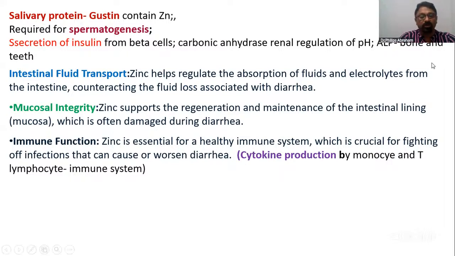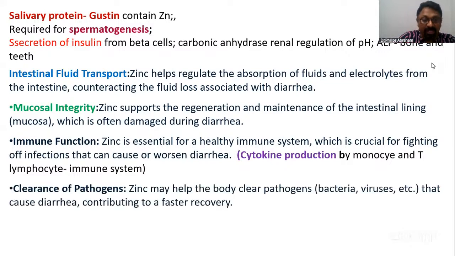See this word, zinc for our monocytes, for cytokine production. Very crucial for the T lymphocytes. So for the immune system to function, we need zinc. And it's an antioxidant. Some enzymes contain it. Antioxidant, zinc containing enzyme, or catalase, peroxidase. So clearing of the pathogens from the body. So these all are functions.